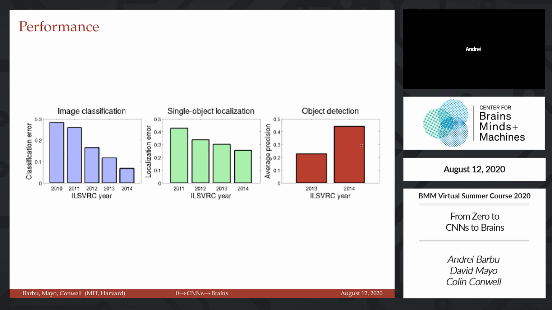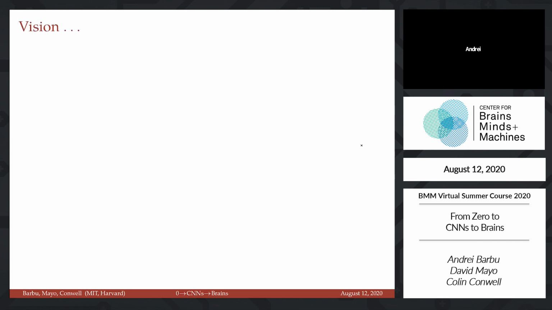This is performance on ImageNet since 2014. It's gotten much better. But unfortunately, the problem isn't solved, and that's what David will talk about next.